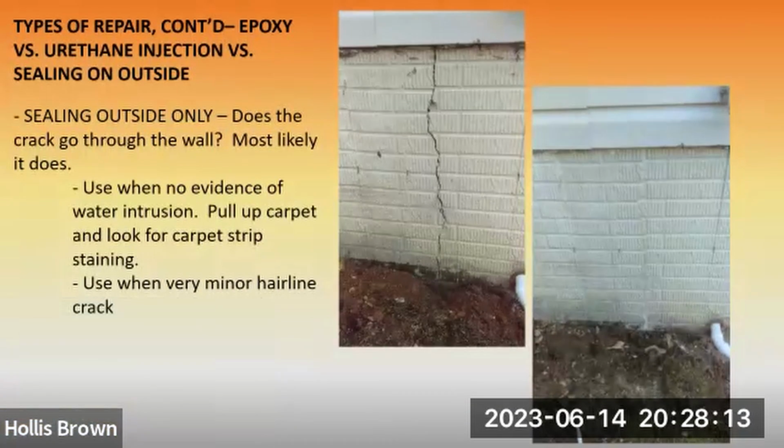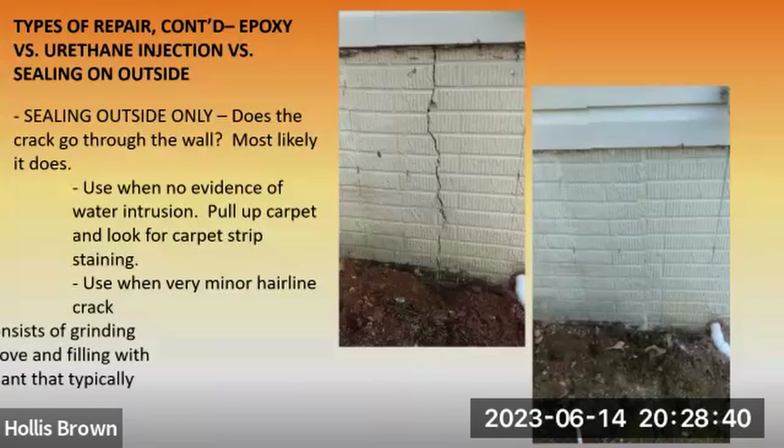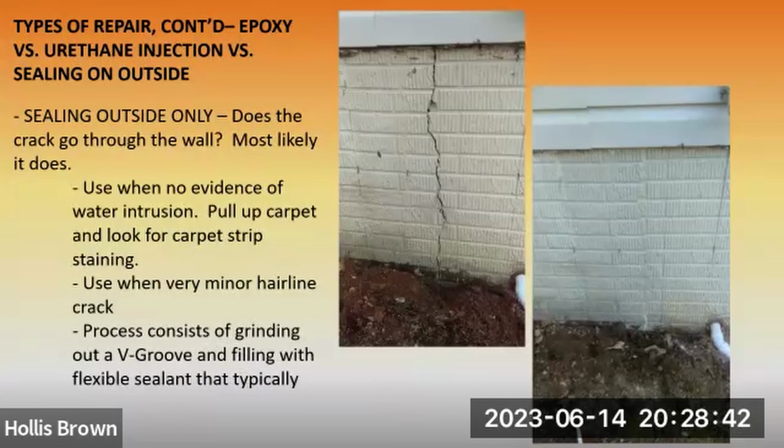And then use it when there's a very minor hairline crack. That one's a little bit more than minor, but there's no evidence of moisture. Or a lot of times you use it if there's a garage there, because there's no chance of water coming in the basement. So they want to seal the crack. You do the grind and seal. It's less expensive, and it placates the home buyers.